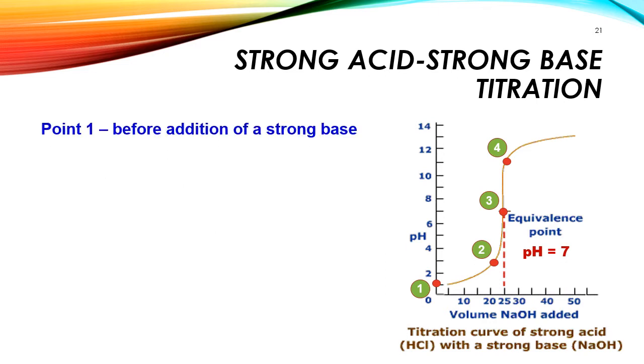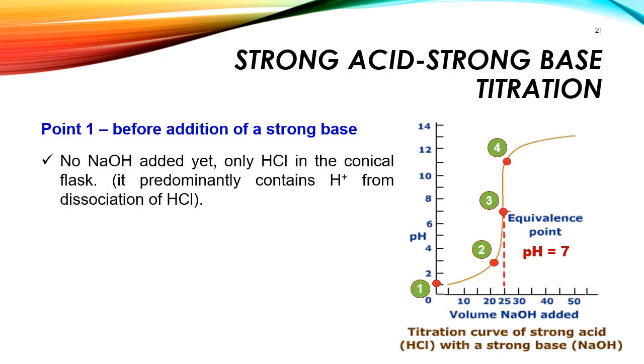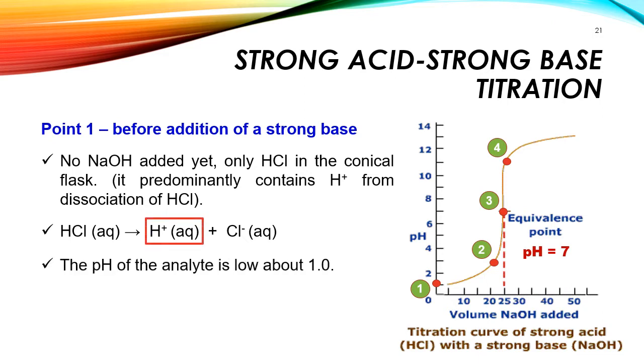First, let's discuss point 1. At this point, no sodium hydroxide is added yet. Therefore, only hydrochloric acid is in the conical flask, which means it predominantly contains the H+ ion from the dissociation of the hydrochloric acid. Thus, the pH of this analyte is low, about 1.0.